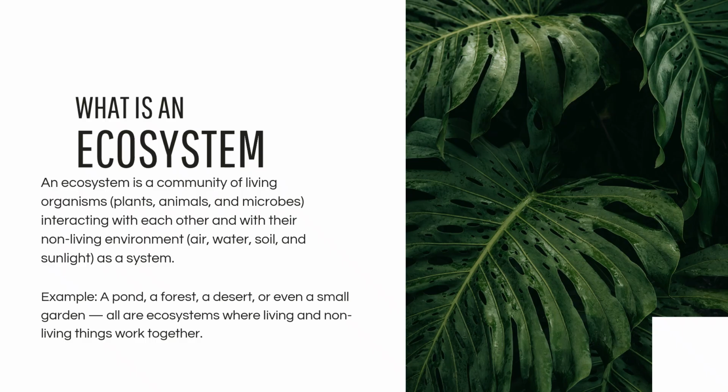An ecosystem is a community of living organisms, basically plants, animals, and microbes, interacting with each other and with their non-living environment. That means a living system interacting with the non-living environment, which includes air, water, soil, and sunlight, as a system. So one part is living and one is non-living. Examples can be a pond, a forest, a desert, or even a small garden.